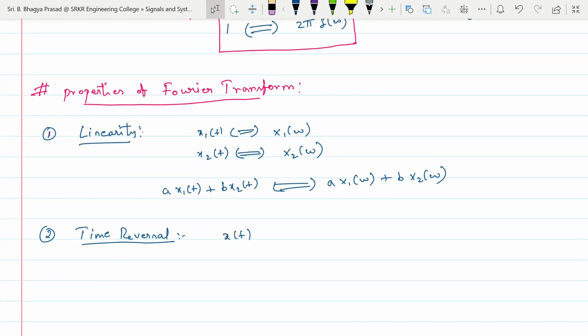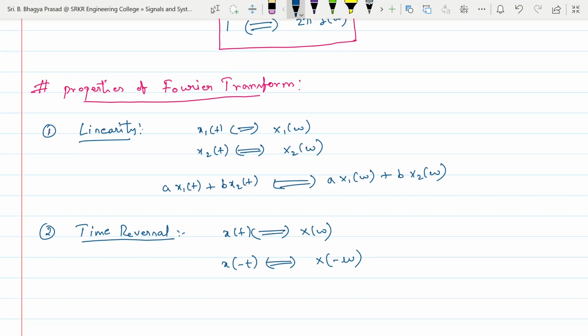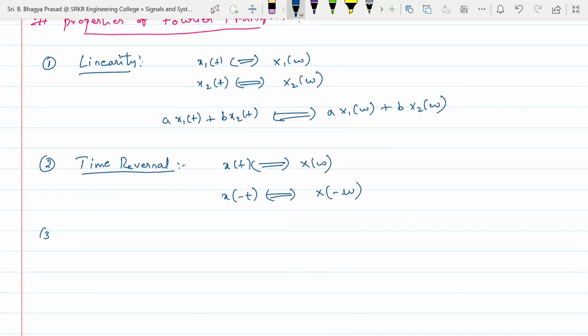x of t has Fourier transform X of omega, and x of minus t has Fourier transform X of minus omega. Okay. Third one, time shifting. These are the important properties: time reversal, time shifting, frequency shifting.